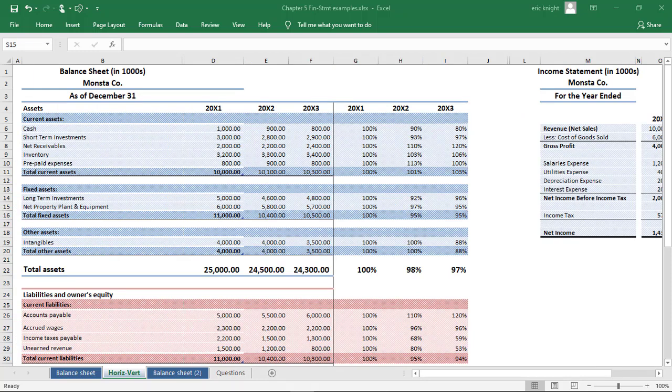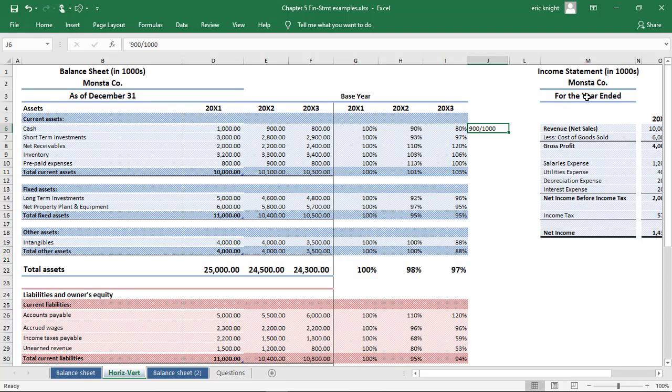Now, when we do a horizontal analysis, called a trend analysis, we're going to put everything over the base year. The earliest year is the base year. What we want to do is go horizontally from left to right. So for the cash, for example, it would be 1,000 over 1,000, or 100%. That's what we have for 2000x1. Now in 2000x2, it's 900 over 1,000, and we see that's 90%.